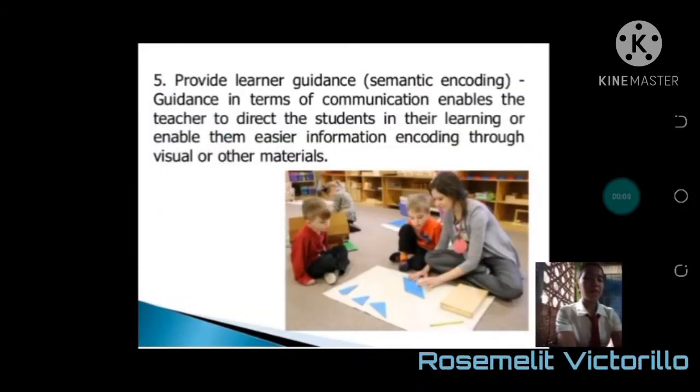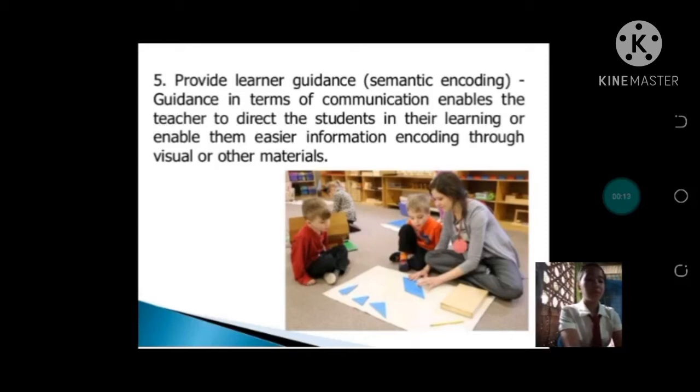Everyone. By the way, I am Rosemelit Victorillo and I'm going to continue the discussion about the 9 events provided in a framework of an effective learning process.